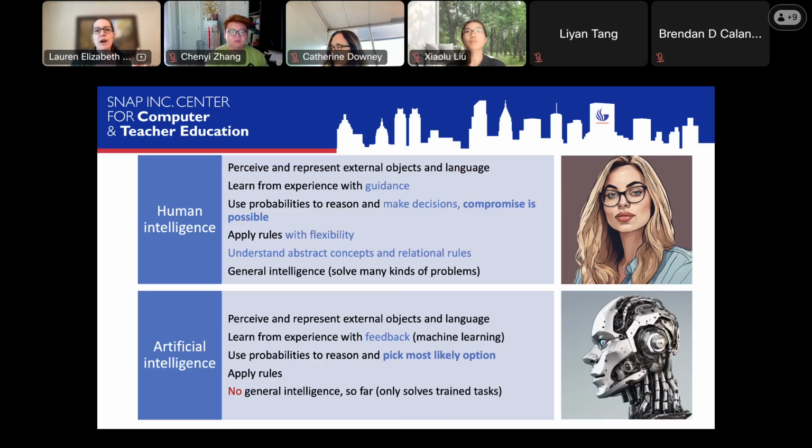Humans also are using probabilities to reason and make decisions, and compromise is possible. So if I give a human a choice between A and B, they can say, well, I like this part of A and I like that part of B, and I'm actually going to come up with secret option number C. Whereas if I give artificial intelligence a choice between A and B, because it's based on this probability model, it's really only trying to choose between those two options. The probability model is like it's 55% A and 45% B, and so we're going to choose A.